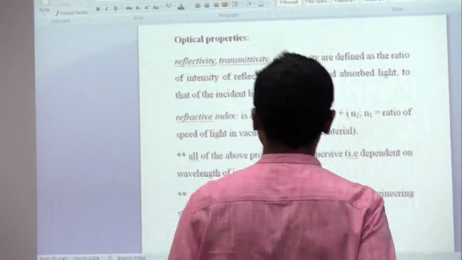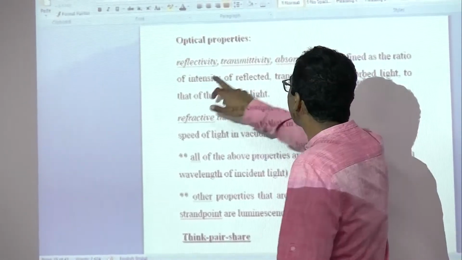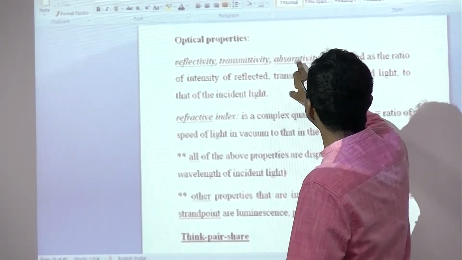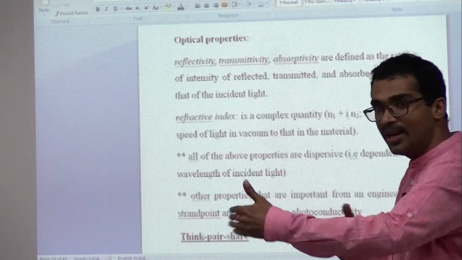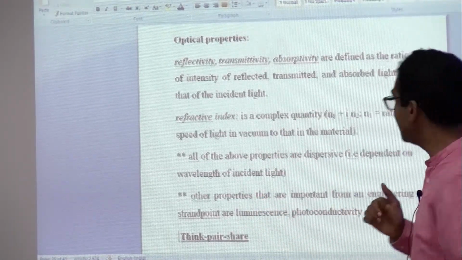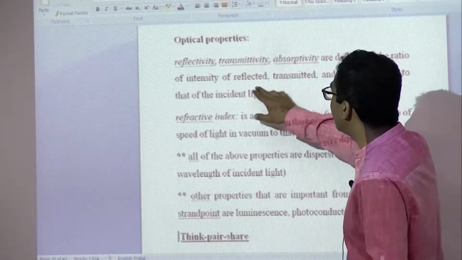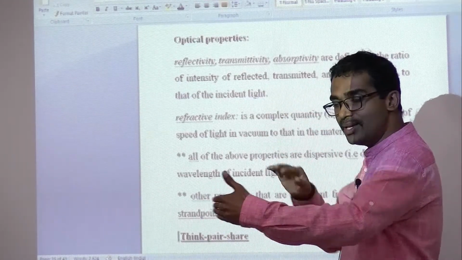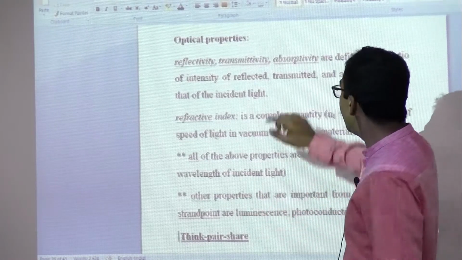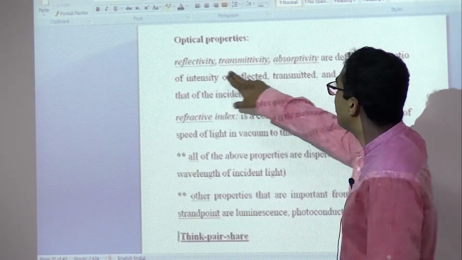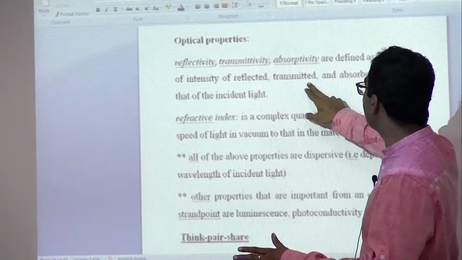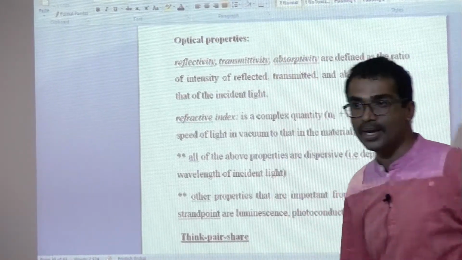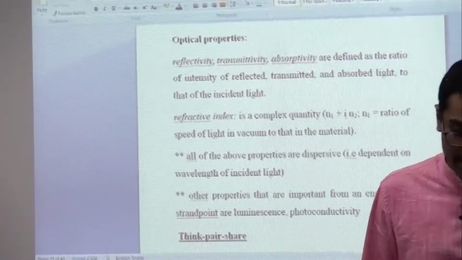So think about it. The other one is reflectivity, transmittivity and absorptivity. So these are the definitions. If I have a material, I shine light into the material, all right? And if I know the reflected light intensity and the overall light intensity, I can find the ratio and find reflectivity. I can do an analogous exercise to get transmittivity and absorptivity, okay? So here is a question.